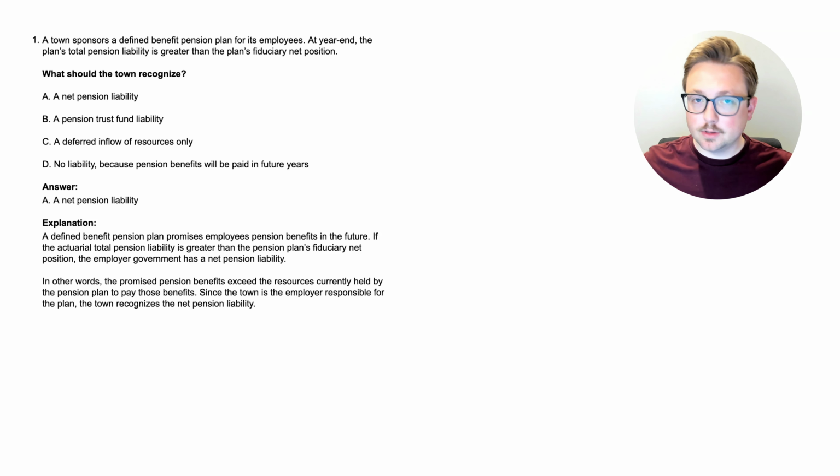So we learned essentially what a net pension liability is there. It's where the government or the town has fiduciary net position or has stuff set aside for the pension, but they don't have enough compared to what the actuary has decided should be the total pension liability. So that's why they have a net pension liability. So with that, let's go to the next question.